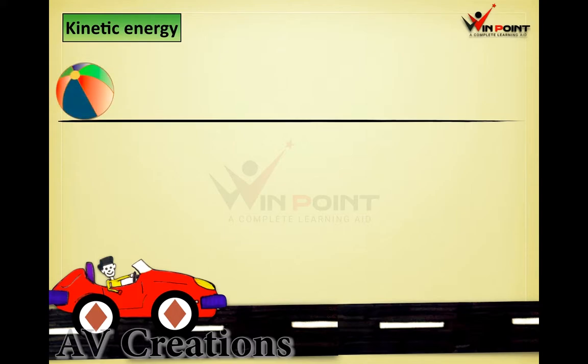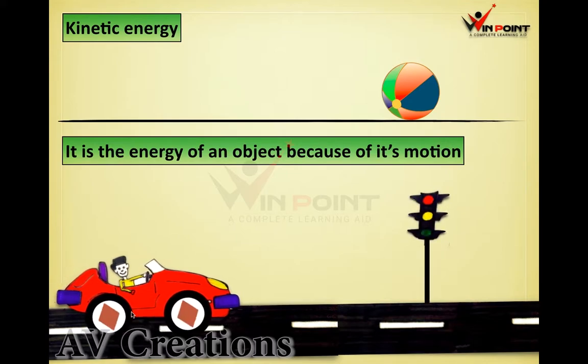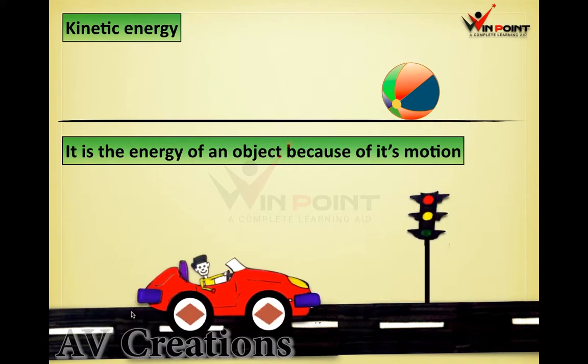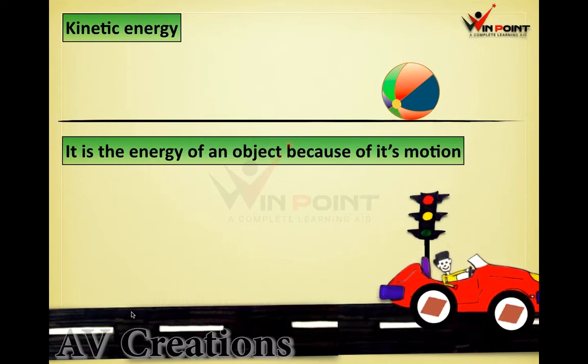So we are considering a ball. If the ball is moving, it has kinetic energy. If the ball is at rest, there is no kinetic energy. It is the energy of an object because of its motion. So this car, now it does not have any kinetic energy. When it is moving, that time it is going to get kinetic energy. So the kinetic energy is the energy because of its movement.